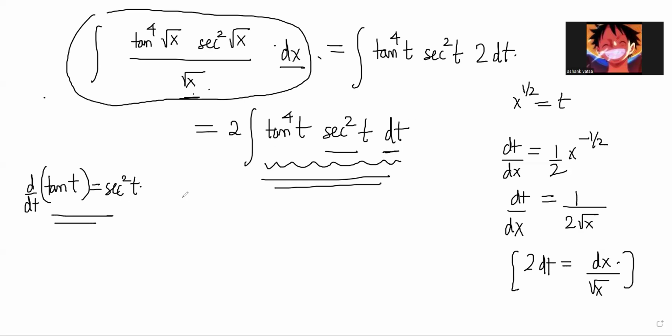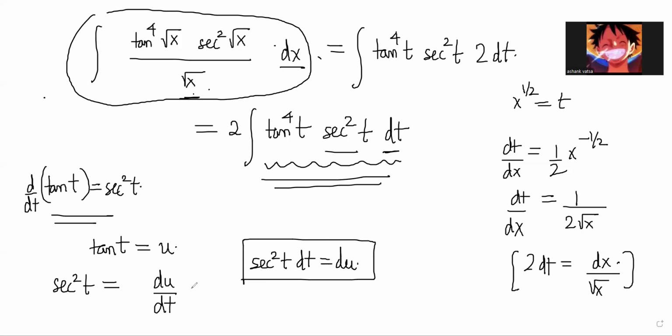That should give you the hint that maybe I can take tan t as a new variable u. Then if I do du by dt, I would get sec square t on this side. By derivative of both sides, this is what is coming. So can you see that sec square t into dt becomes du, which is very nice because now I can convert the integral and it looks like 2. This I will put as u power 4, and this I will put as du.